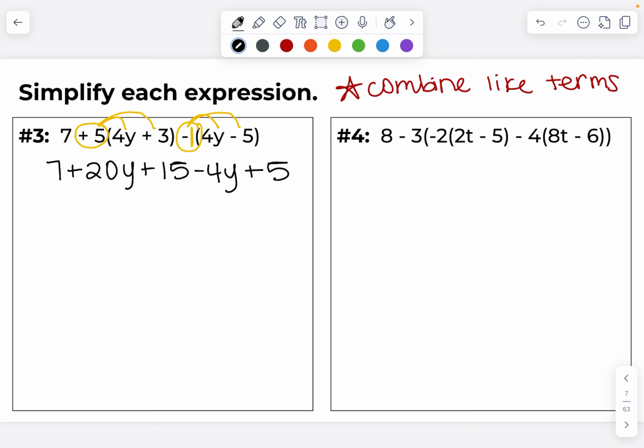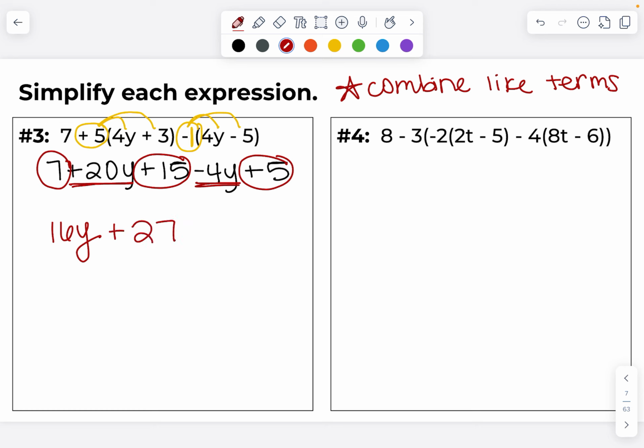Now I'm looking to combine my like terms. If I look, I have a 20y and I have a -4y. So if I think about combining those, I have 20 of something and then I'm taking away 4. So again, use your head, use your calculator. 20 minus 4 is going to give us 16y. And then we've got a positive 7, a positive 15, and a positive 5 that we can combine. If we add those numbers together, we get plus 27. Now that is simplified. That is as far as we go here because we have something with a y, something without a y. That's as small as we can make this.